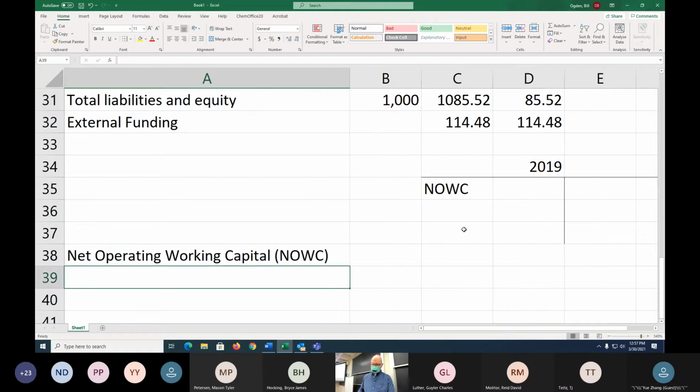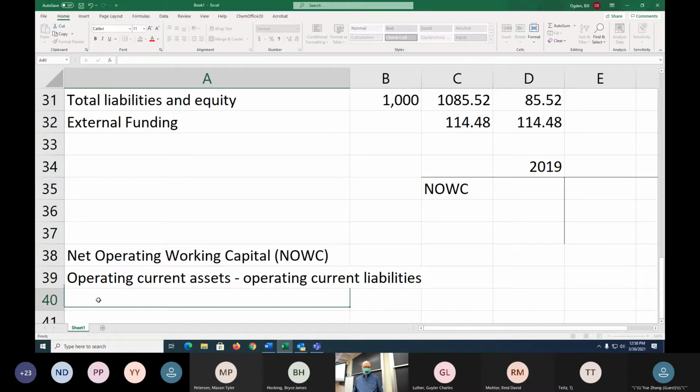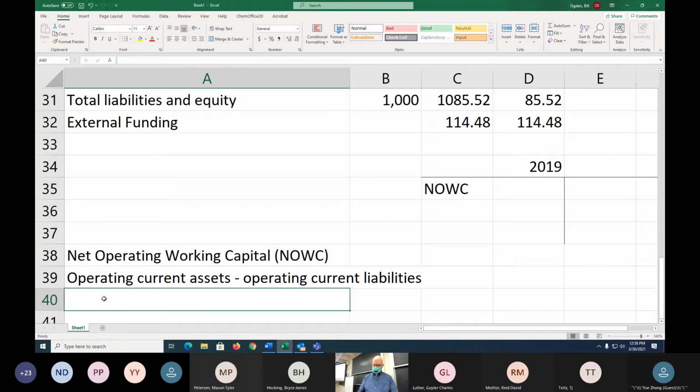And the definition of this will be operating current assets minus operating current liabilities. And for us, this will not be terribly difficult. We are going to say that all current assets are operating current assets.